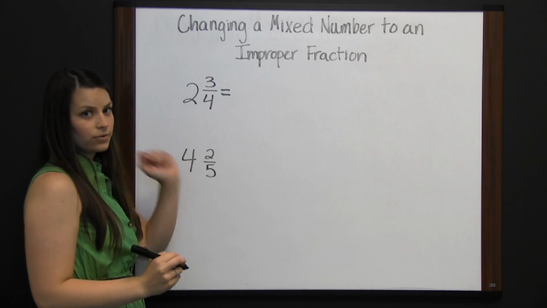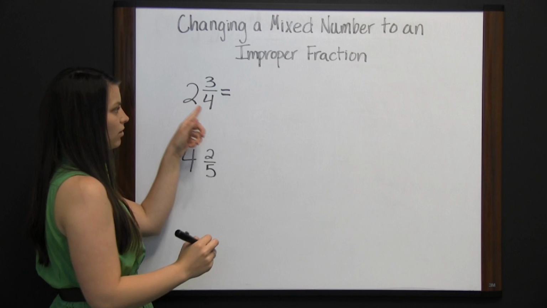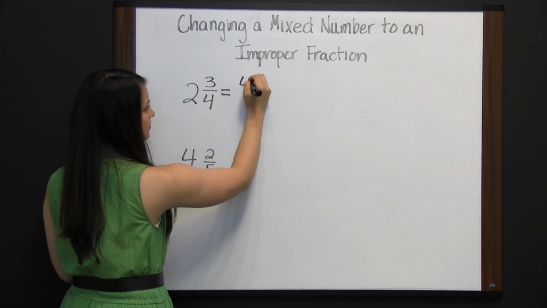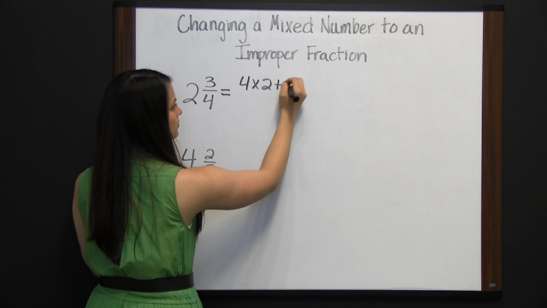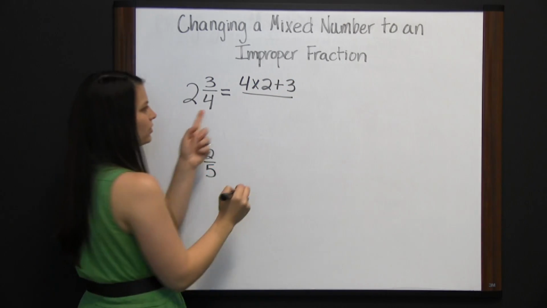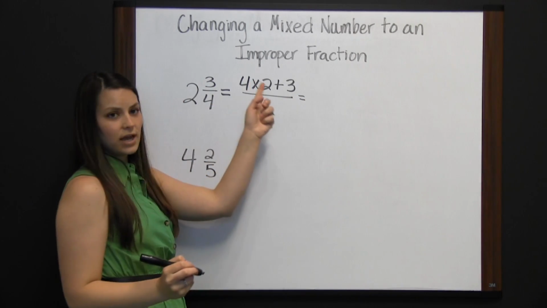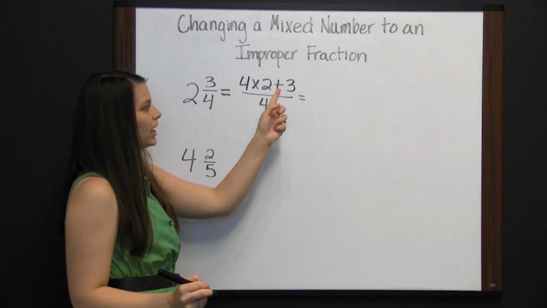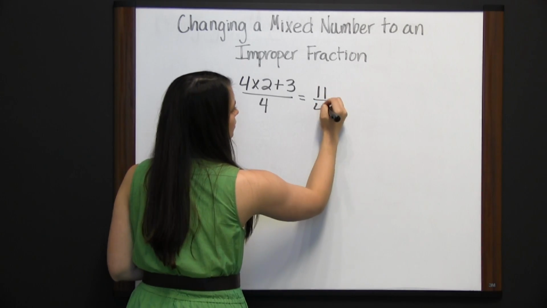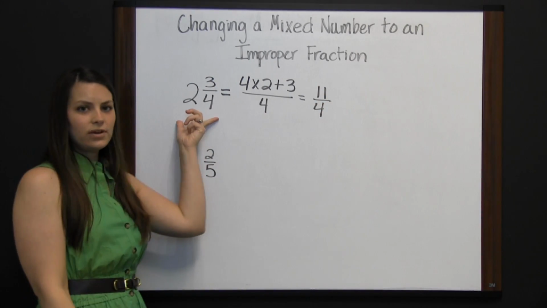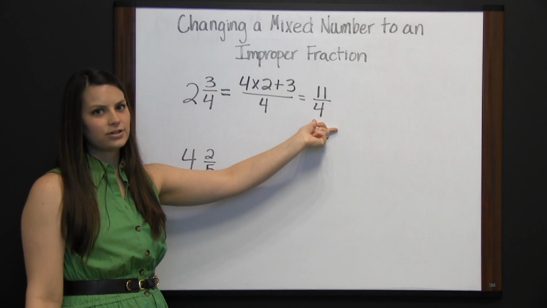For 2 3/4, we'll first multiply 4 times 2, our denominator times our whole number, and then add our numerator. That value goes over our denominator, 4. 4 times 2 is 8. 8 plus 3 is 11. So 2 3/4 is 11/4 as an improper fraction.